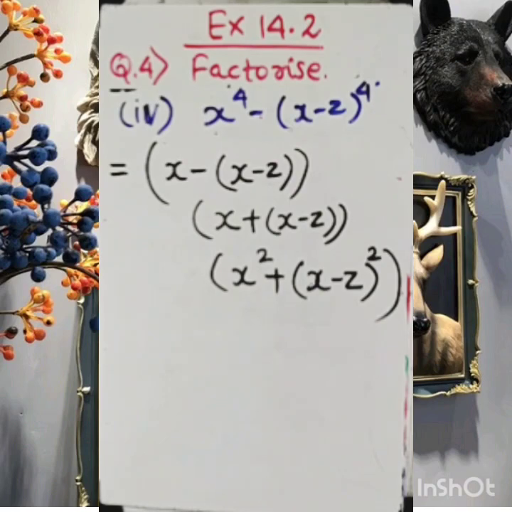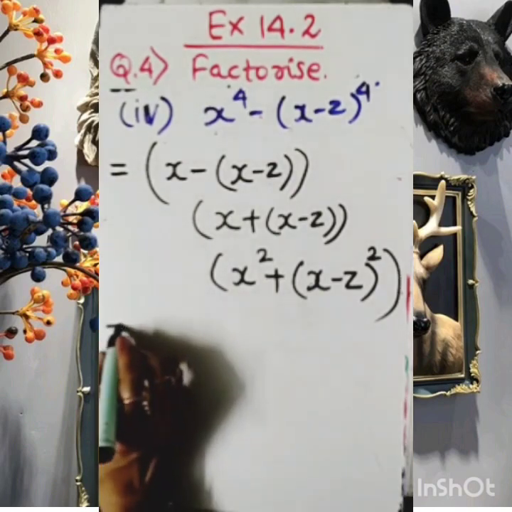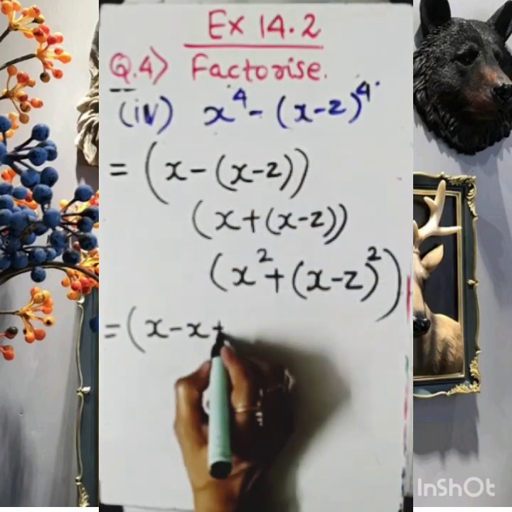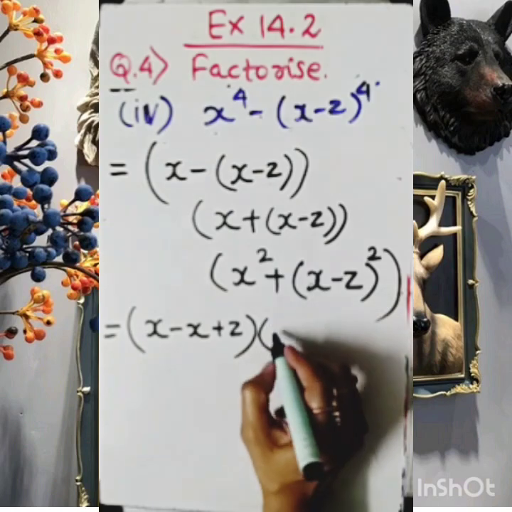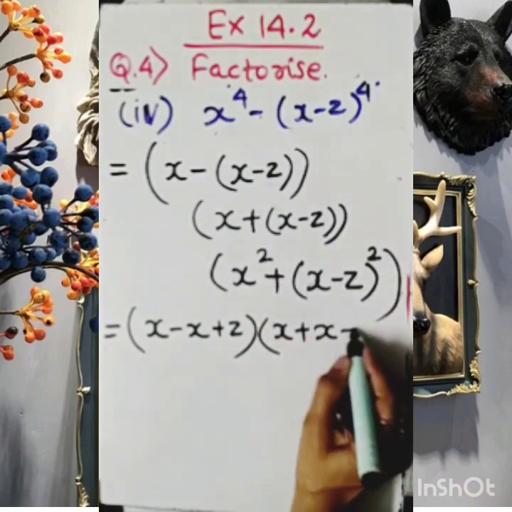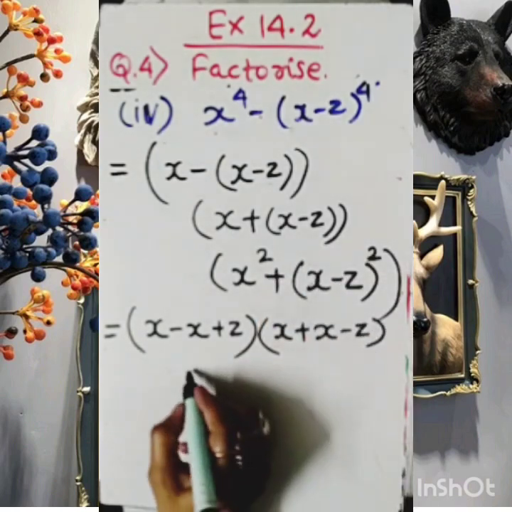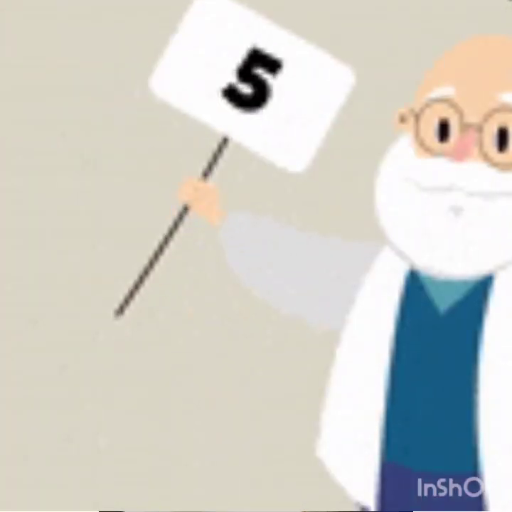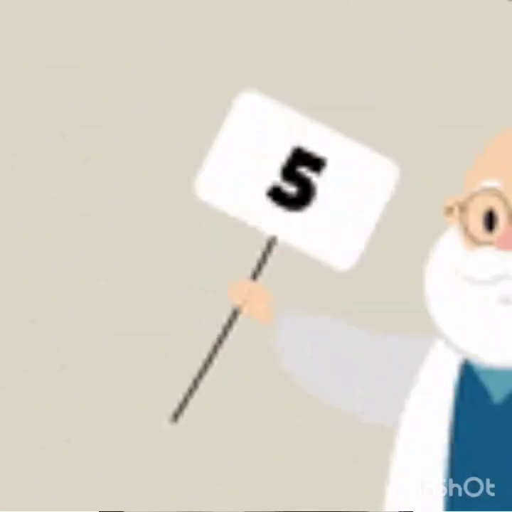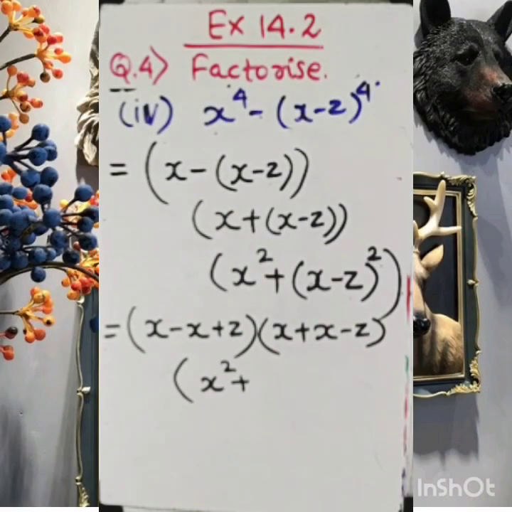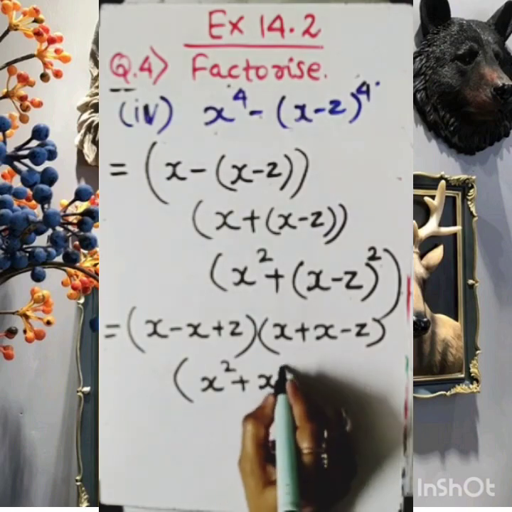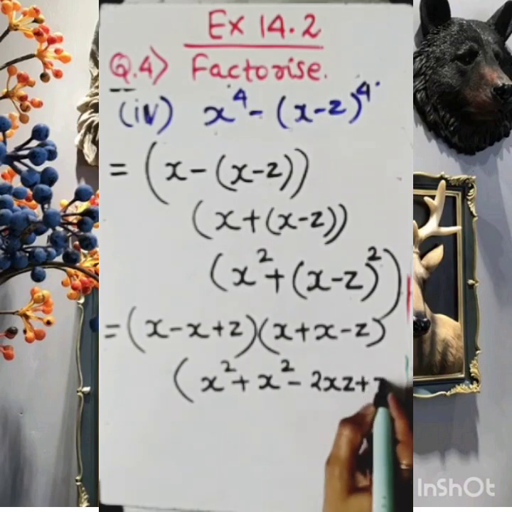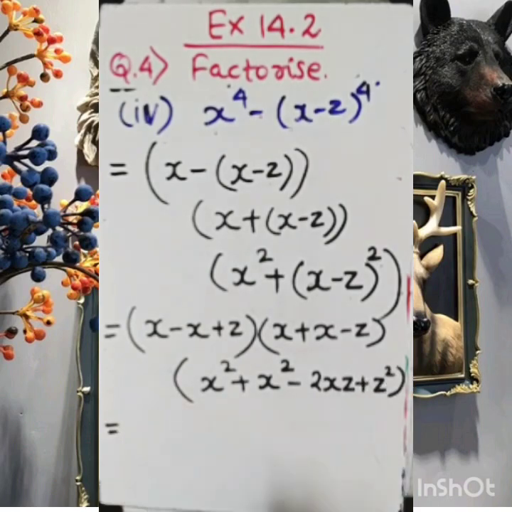So what we have to do in the next step, here you can see after opening the bracket here x minus x plus z, and this is x plus x minus z. Got it? In another bracket, here x square is already there. In place of (x minus z) whole square, we need to apply the second identity. Okay, it says that x square minus 2xz plus z square. This is the simplification.